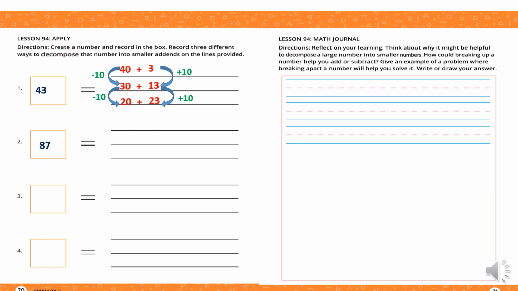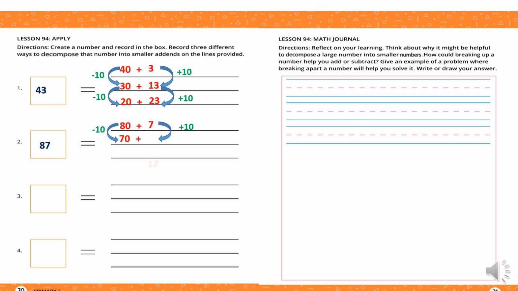The next question, 87. 87 decomposed to 80 plus 7. So if we subtracted 10 from 80, it will be 70. 80 minus 10 equals 70. So we have to add the same number to the second addend. We subtracted 10 from 80, so we must add 10 to 7 to keep the equation balanced.